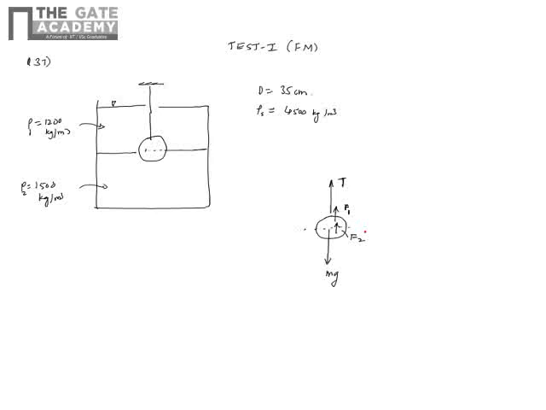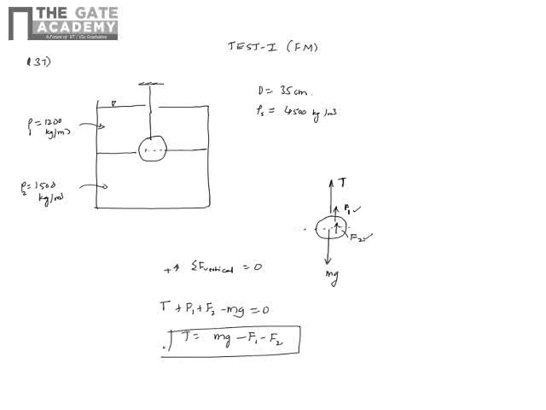The sphere is stationary, so the sum of the vertical forces should be 0. Let's take upward forces as positive, so plus T plus F1 plus F2, and mg is downward, minus mg, should balance each other. So T is mg minus F1 minus F2. Okay, so how do you find F1 and F2?